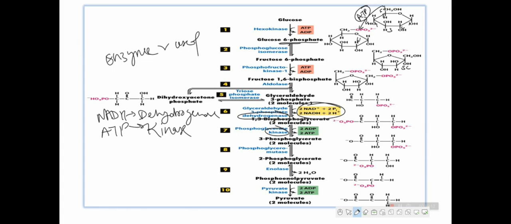That is phosphoglucose isomerase. And here there is no requirement of ATP, and there is no release of ATP.